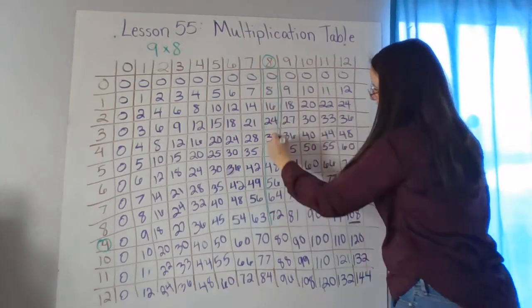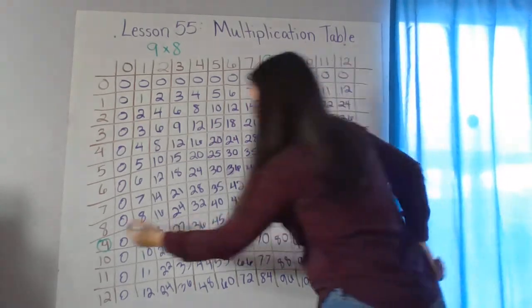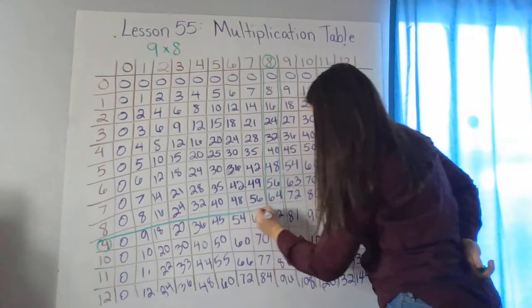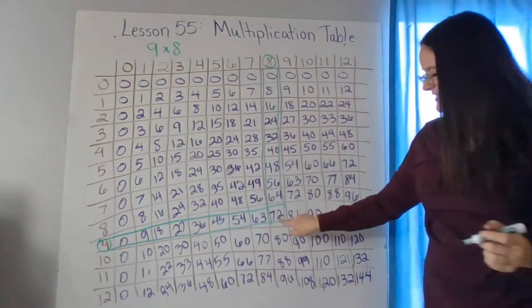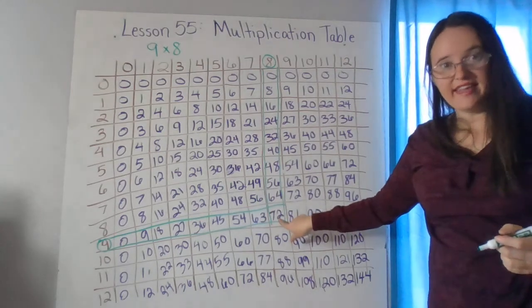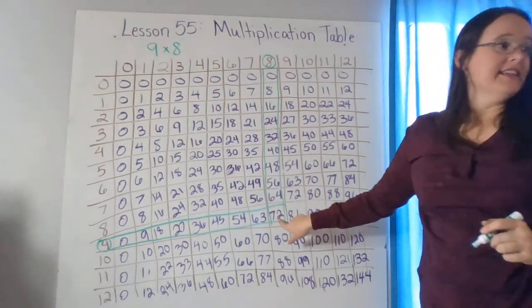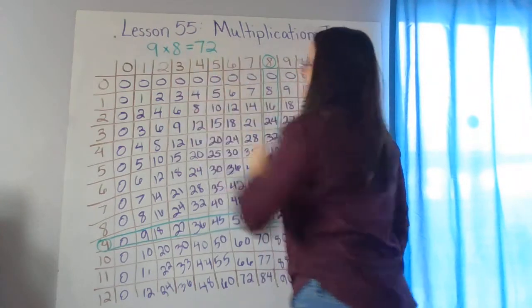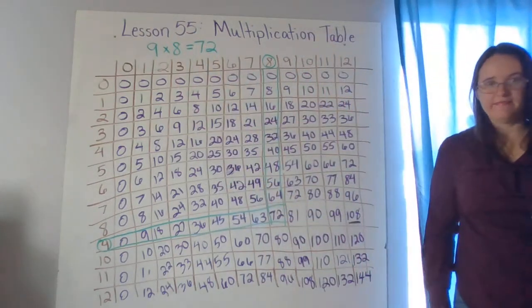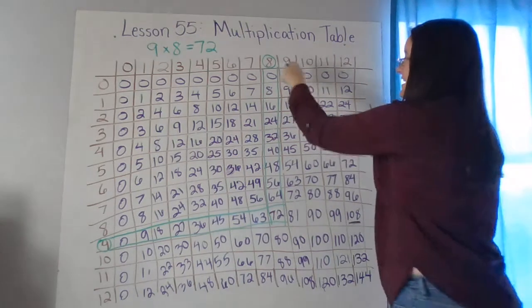So my 8 goes down like that. My 9 goes across like that. And I can see that they intersect right there at the 72. They make a little box. 9 times 8 is 72. Okay?